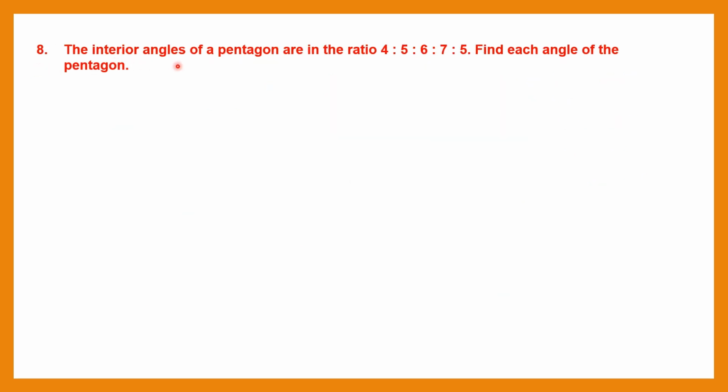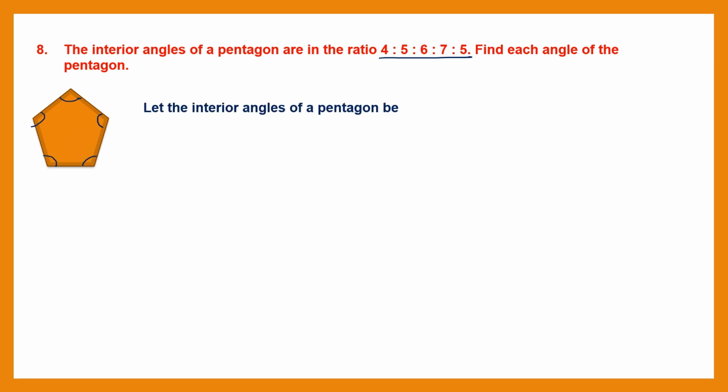Question 8. The interior angles of a pentagon. Pentagon is a polygon which has 5 sides and they are in the ratio. That is, the interior angles are in the ratio of 4 is to 5 is to 6 is to 7 is to 5. We have to find each angle of the pentagon. So here we are talking about the interior angles. These are the interior angles of this pentagon. And they are in this ratio. The 5 angles are in this ratio.